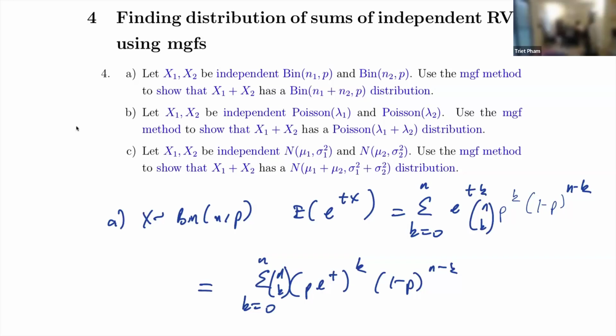This is a binomial expansion. It will become p e to the t plus 1 minus p, the whole thing raised to the, sorry, raised to the n power. So that's the moment generating function of a binomial n, p. All right, any question?